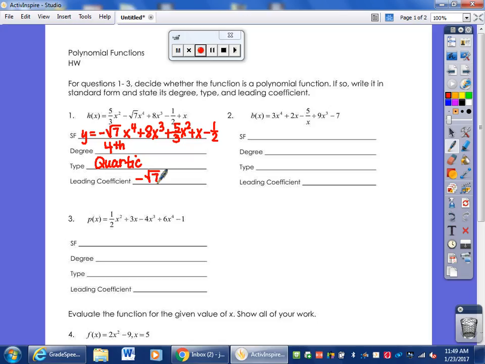Number two, it looks like they are all positive exponents, but this x in the denominator means that it originally was x to the negative 1, and so that actually means that this is not a polynomial function.